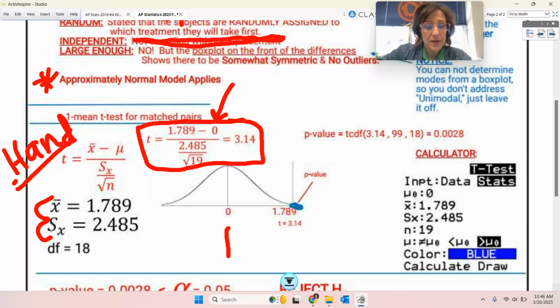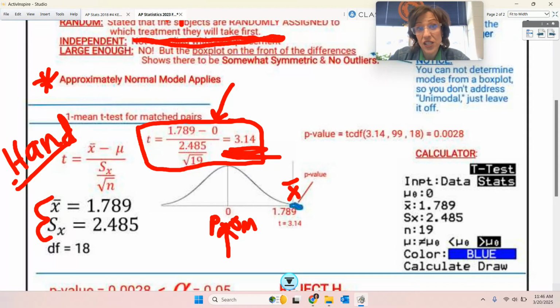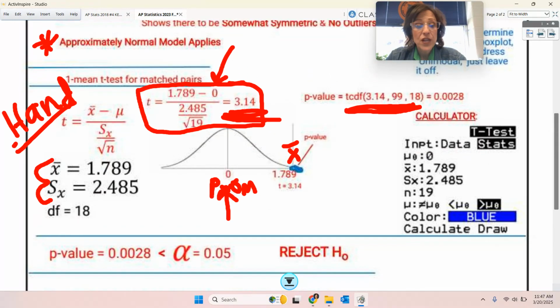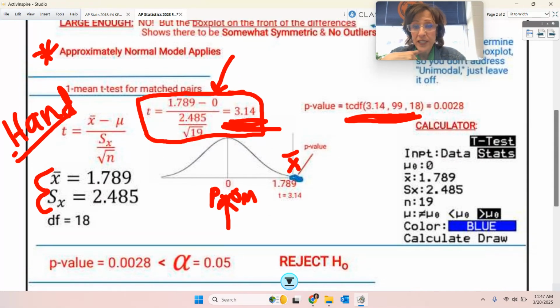So here's what's happening. For the differences of the placebo minus the omega-3, they should, on average, be centered at 0. But I got this sample difference up here of 1.789. That gives me a t-score of 3.14. So at this point, I'm already having a little suspicion. But I can't make a claim with a test statistic, the t-score. I have to have that p-value. So that p-value, I get that with tcdf with 18 degrees of freedom, and that gives me my p-value, of course, being 0.0028.